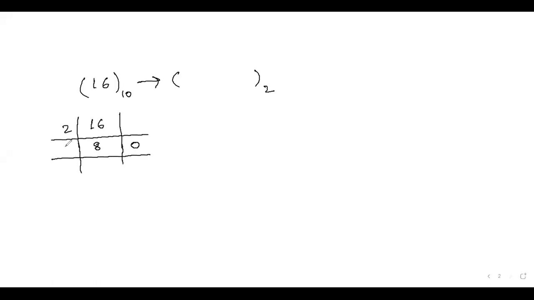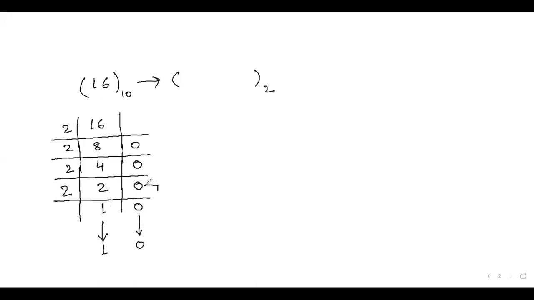Again we can divide this by 2, and 2 fours are 8. Again the remainder will be 0. Next we divide by 2 again, so 2 twos are 4, and now we have the remainder 0. Next we divide by 2 again, so 2 ones are 2, and the remainder will be 0. The last bit we get will be the first bit.